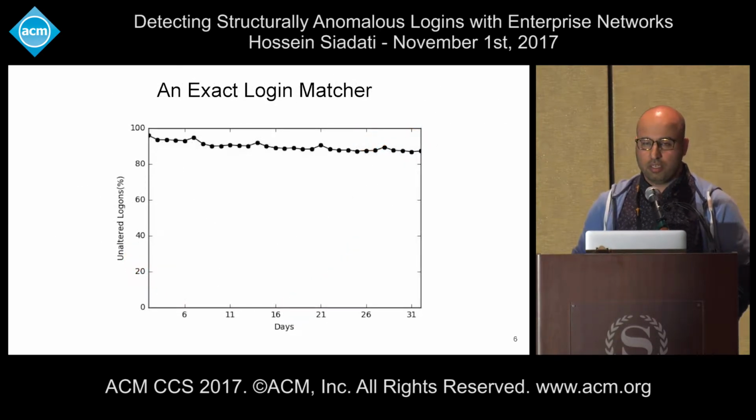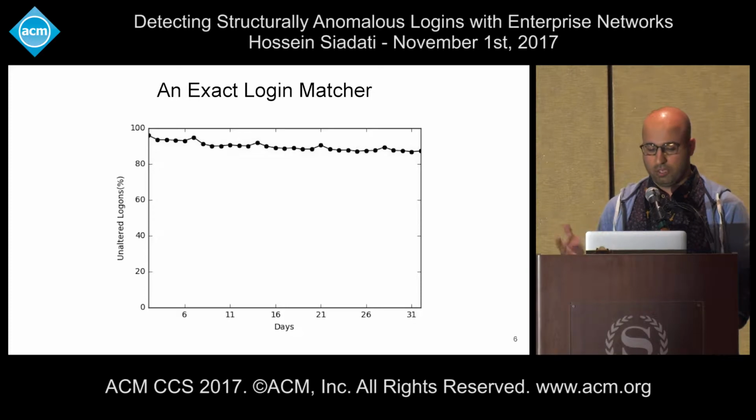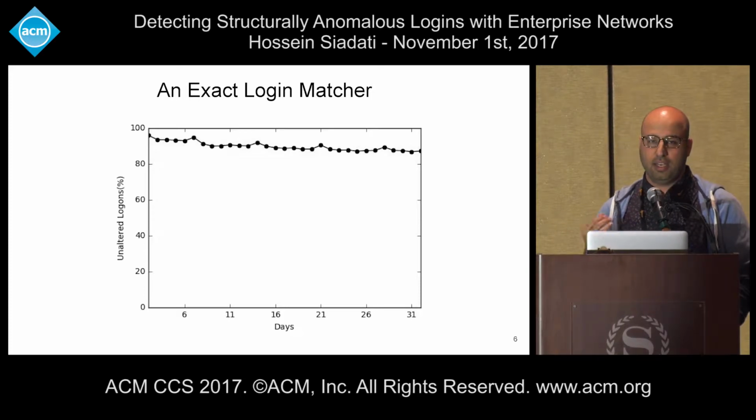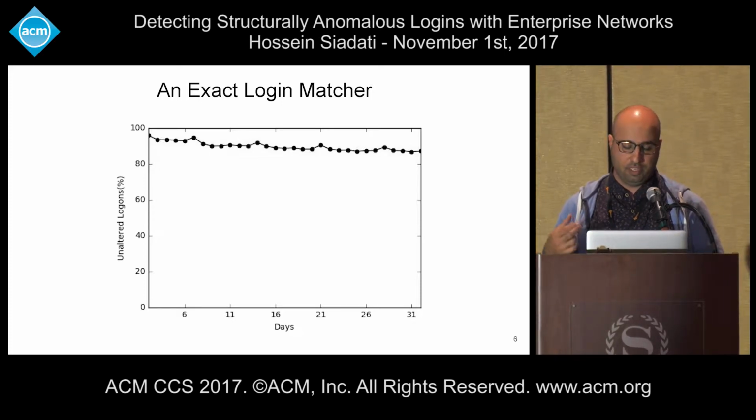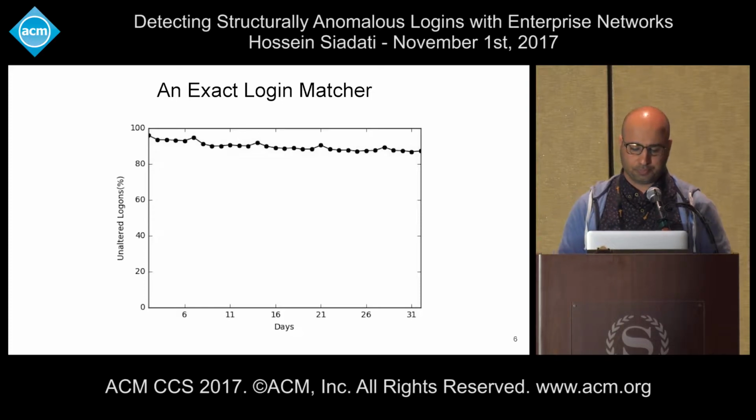Okay, so one naive idea might be that we get all the logins of the past in the network for 2 months, 3 months, 4 months, for a long period of time in the past. And then whenever a new login comes to the network, we compare: if we have seen this login before, we say that this is okay. If we haven't seen it, then we create an alert.